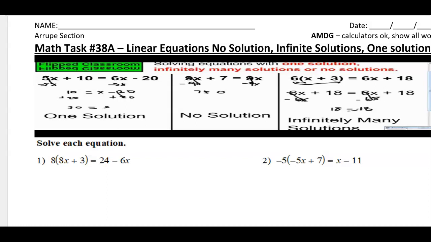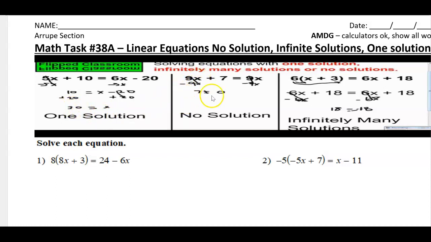Welcome to Math Task 38A Linear Equations. Today we're going to be talking about no solution, infinite solutions, and one solution. So far we've been working with nothing but one solution, where we solve an equation, maybe we move variables from one side to the other, and we get down to where x equals a number. That's one solution. X equals 0 is also a solution.